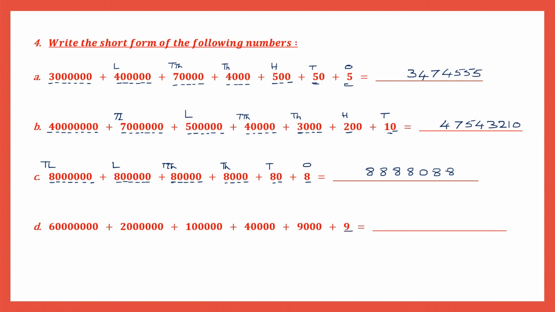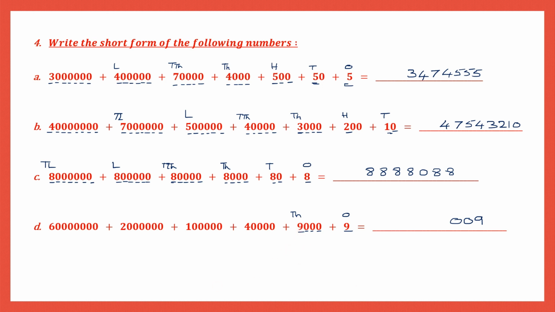Question D. Question D, let's begin with the last one, that is the one in the ones place. So in the ones place, we have 9. So let's write 9. Then here, ones, tens, hundreds, thousands. So this is in the thousands place. That means after ones, we don't have tens and hundreds. That means we have to put two zeros. So in the tens place, we have 0. In the hundreds place, we have 0. In the thousands place, we have 9.